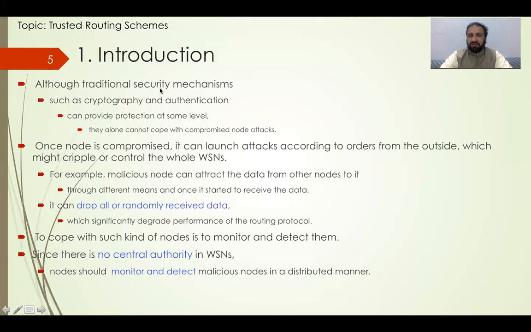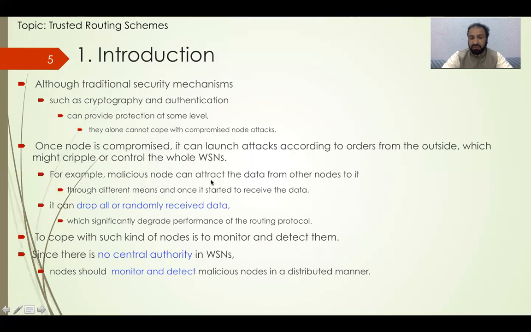Although traditional security mechanisms such as cryptography and authentication can provide protection at some level, they cannot alone cope with the compromised node attack. For example, if you have made a network and some of the nodes in that network are compromised, how can you detect that? Because cryptography and authentication cannot help you in that. Once the node is compromised, it can launch attacks according to orders from the outside, which might cripple or control the whole wireless sensor network.